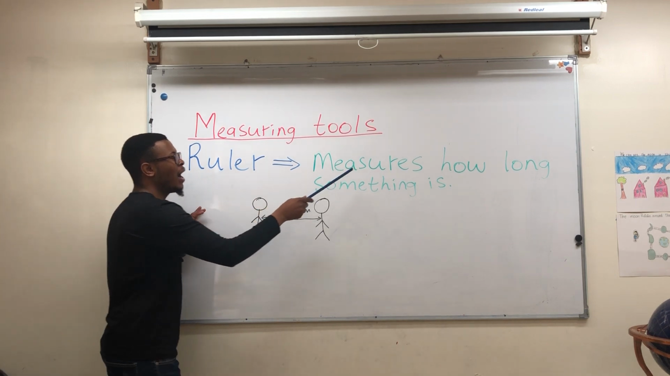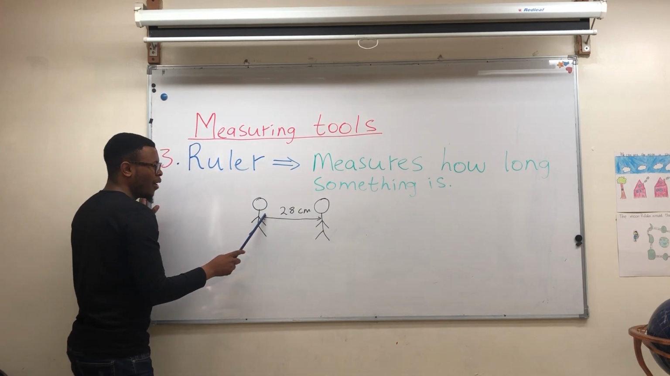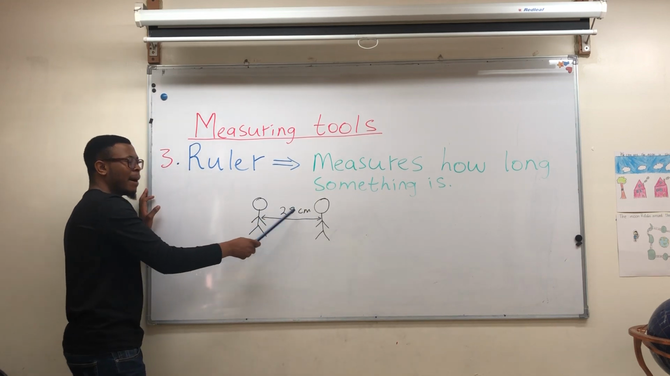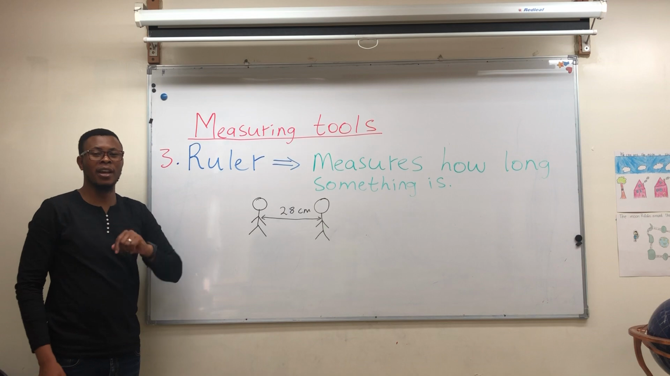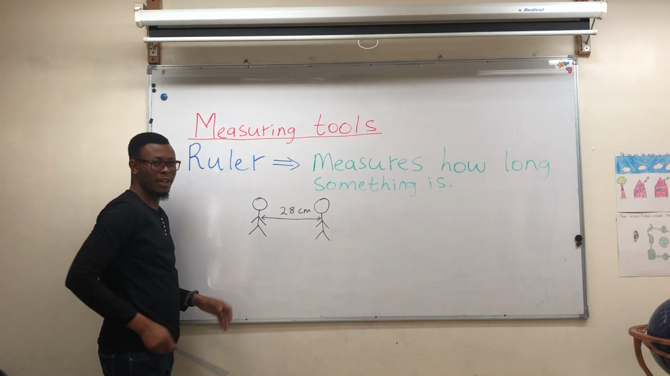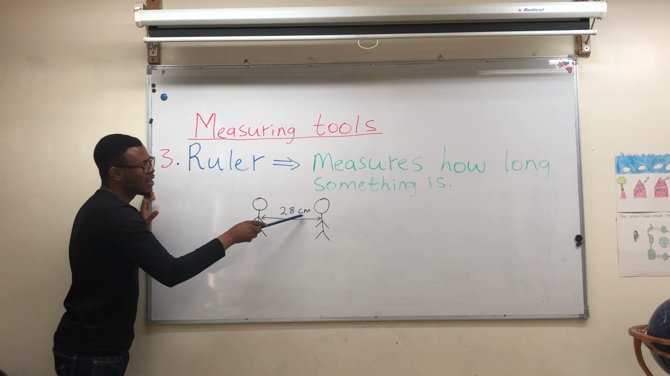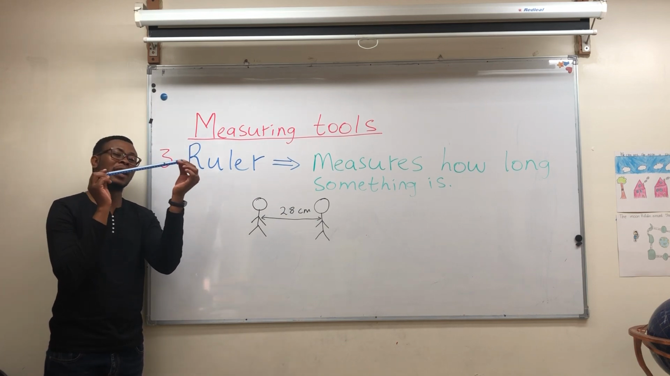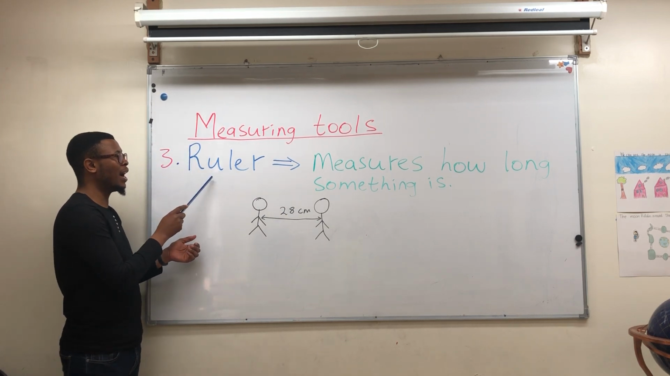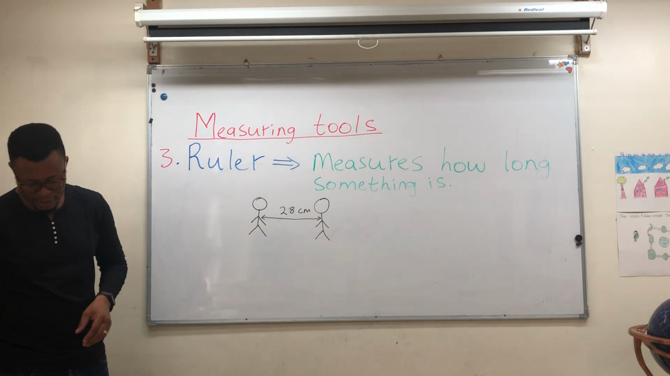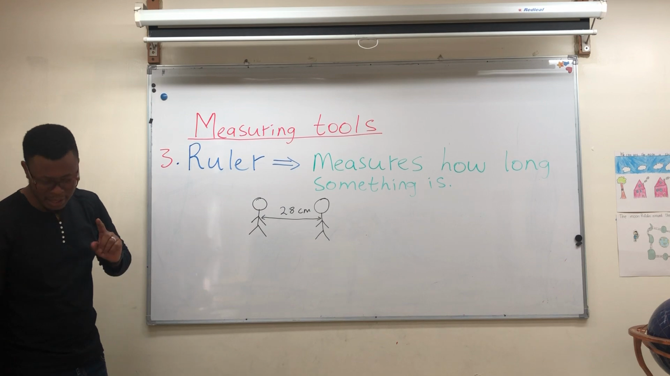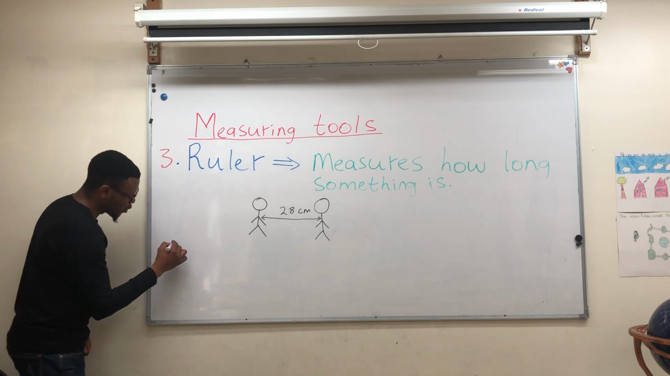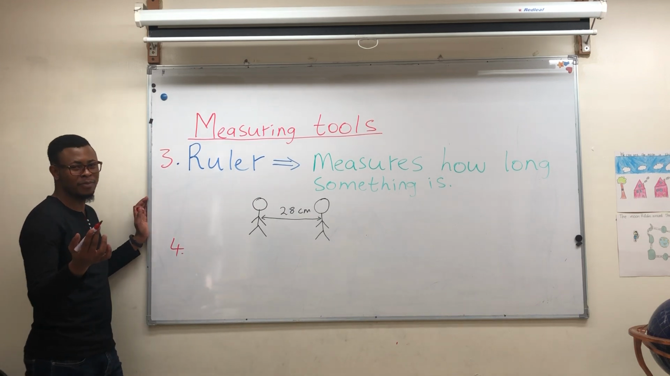We now know how long is the distance. Okay? The distance is how long something is. So now we have the distance between Polly and Wayne. We know that they are 28 centimeters apart. How did we know that? We measured with our ruler. So a ruler helps us to measure how long something is. And let's look at another tool. There are many tools, okay? Let's look at another tool.